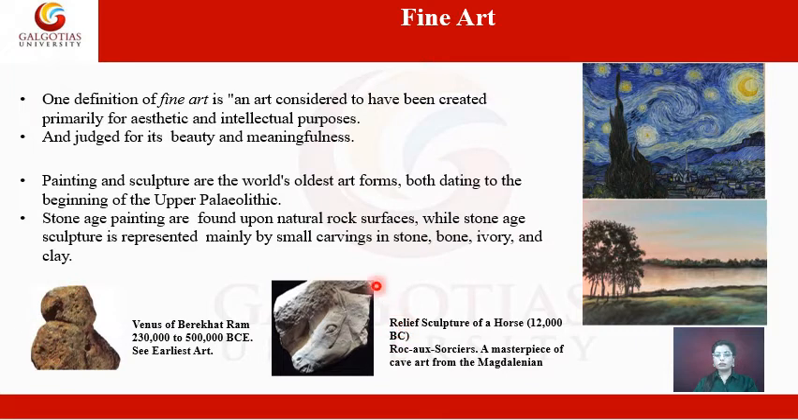You can see these two examples of stone carving. First one is the Venus of Berekhat Ram, which is 230,000 to 500,000 BCE. This is the earliest art form. And second one is the relief sculpture of a horse, which is 12,000 BCE old, known as the Rock of Saucier, a masterpiece of cave art from the Magdalenian. So these are examples of fine art.